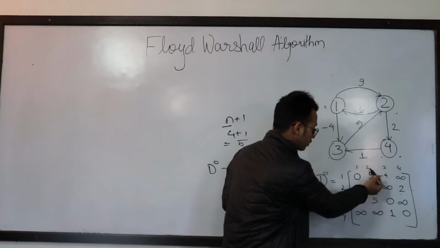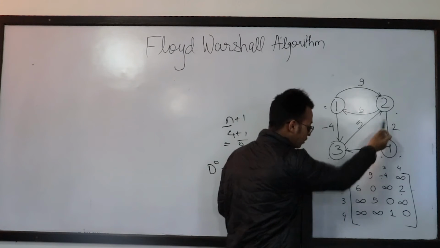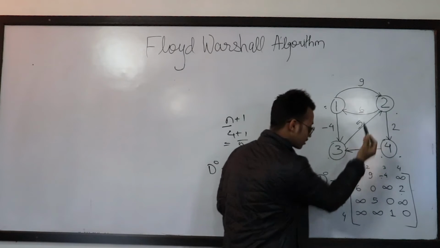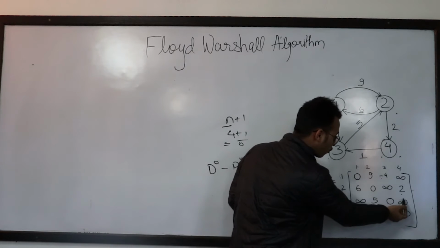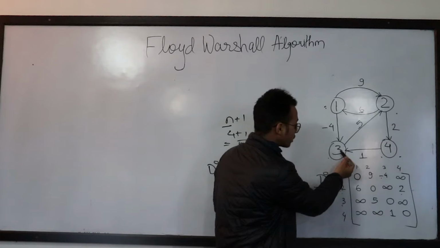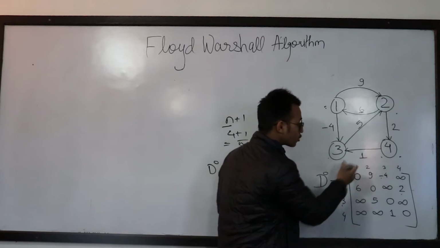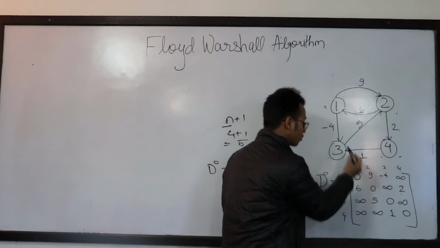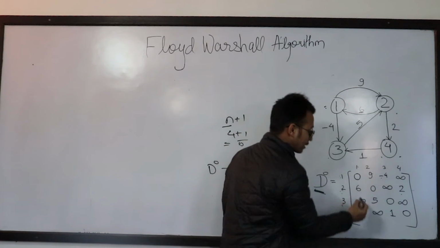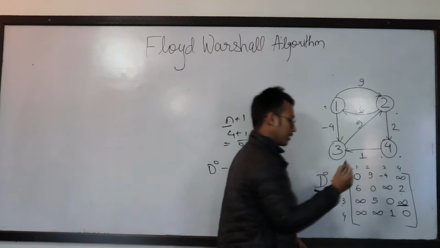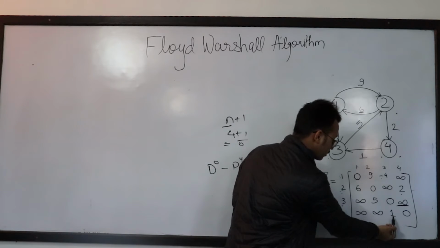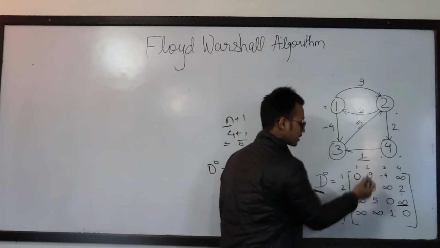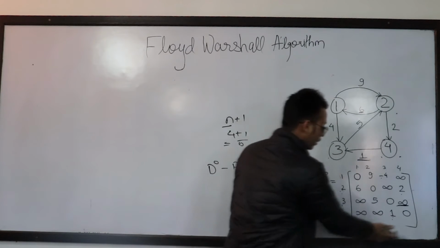And from 1 to 2 the distance is 9. From 3 to 2 the distance is 5. From 3 to 4 there is no path, right? No direct path. In D0 we consider only the direct paths. So here there is no direct path, so the distance is infinity. From 4 to 3 there is a direct path, so the distance is 1. Likewise we create the overall matrix.